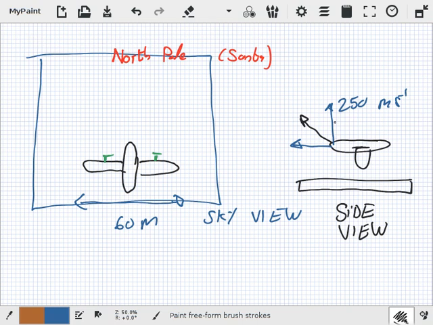This is heading to the north, as it's heading to the North Pole. Which direction is the field here? Up or down? Down. Because remember, this is Earth, and the North Pole is the south end of the magnet.